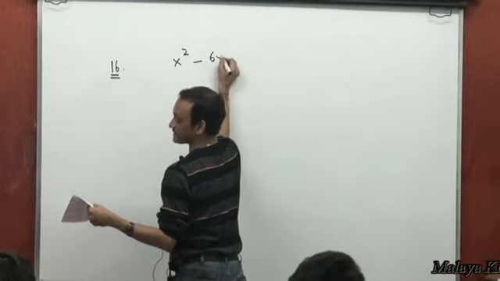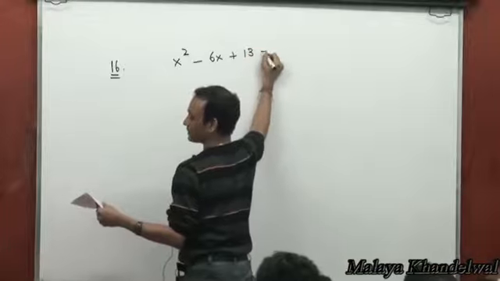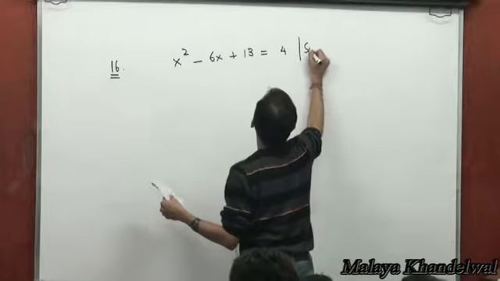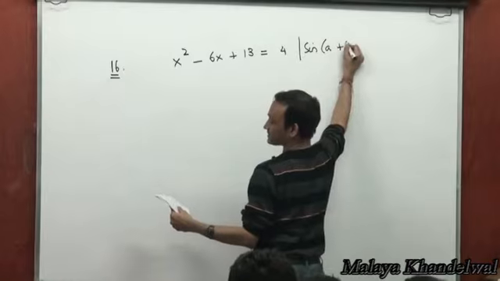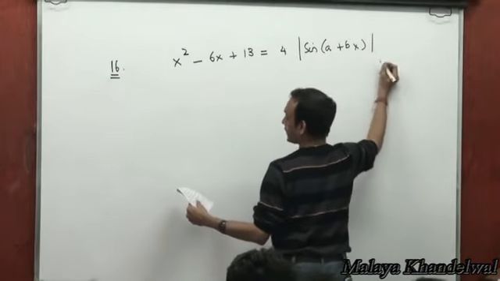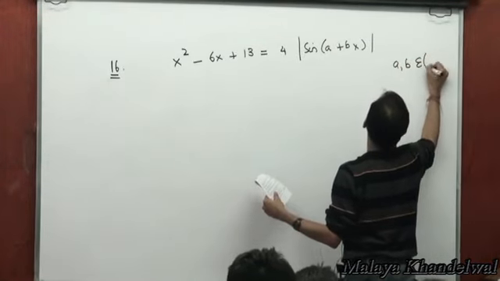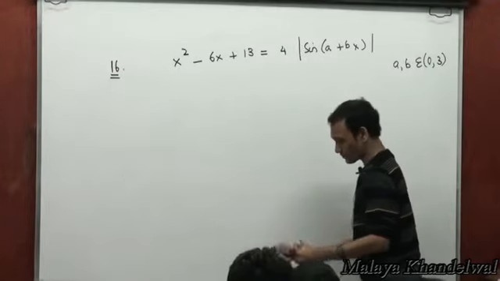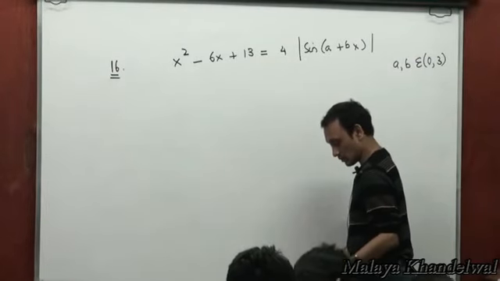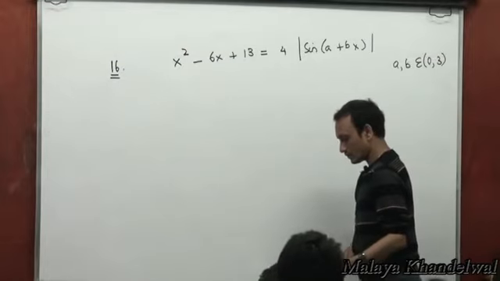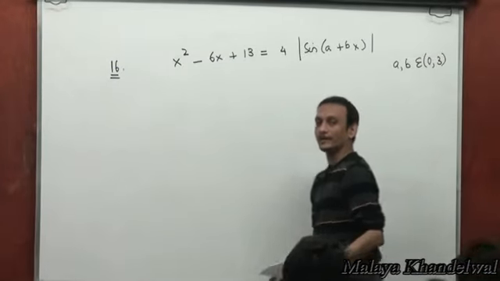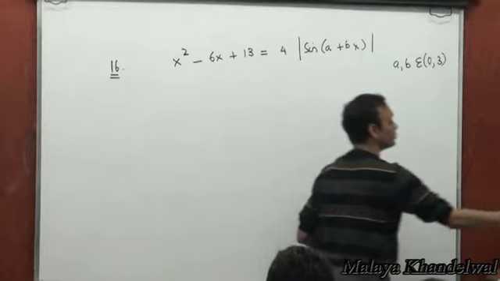x squared minus 6x plus 13 equals 4 times mod sine of (a plus bx), where a and b are numbers that belong to [0, 3]. Find the maximum value of a plus 3b.